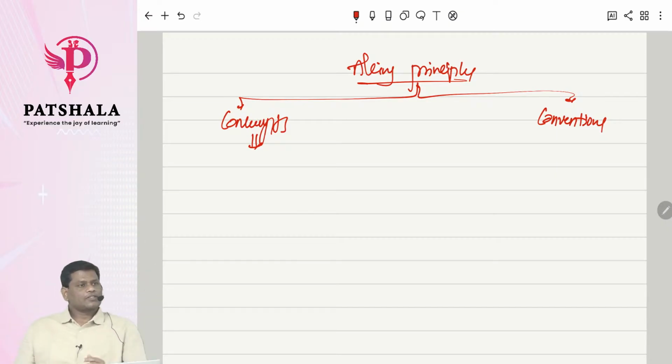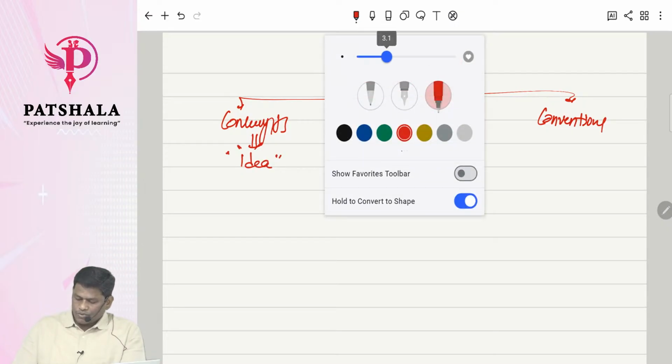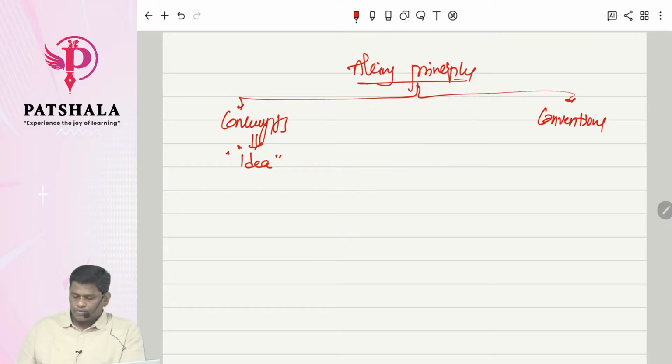What do you mean by a concept? A topic, meaning something about accounts. Concept means the basic idea upon which our accounting is based.